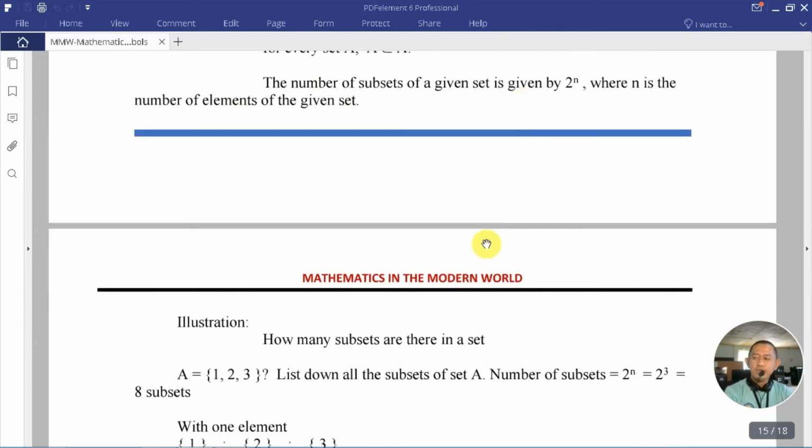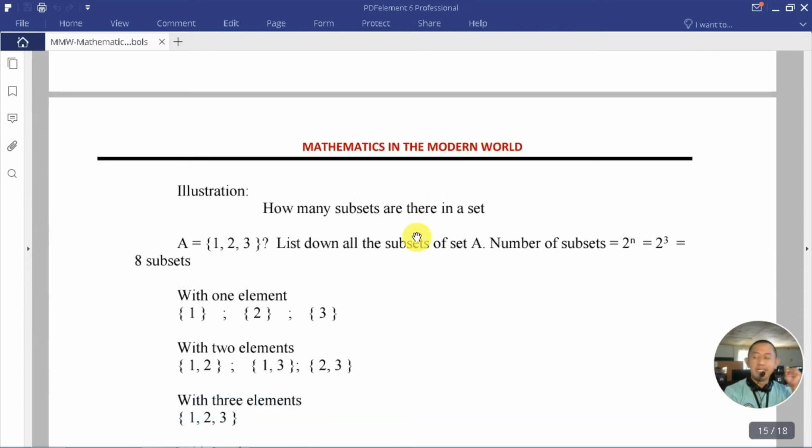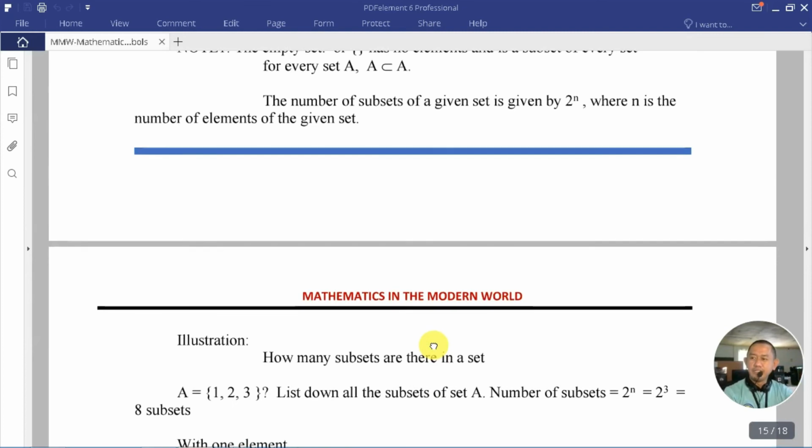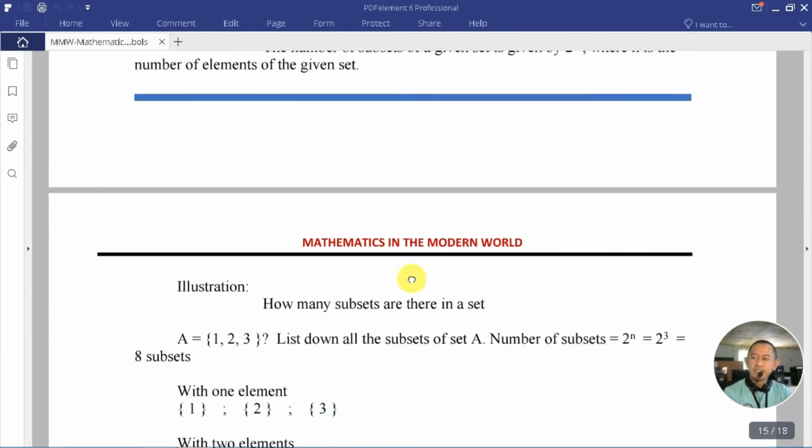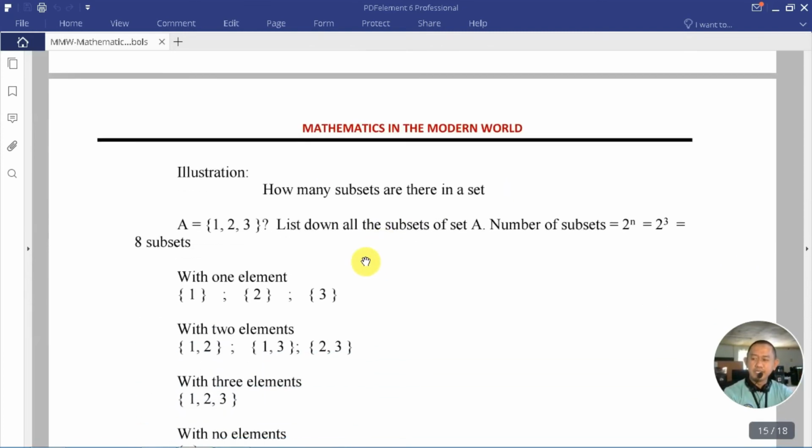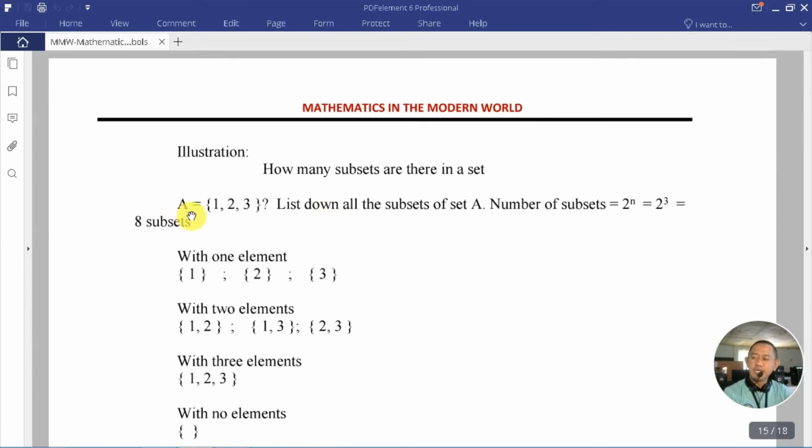So, para masabtan, so that malaman kung how many subsets, the number of subsets in a set, for example, we have set A that has elements 1, 2, and 3. What is being asked is to list down all the subsets of A. Number of subsets is 2^n. So, pila ka element? We have 3. So, 2 raised to 3, and that is 8 subsets.